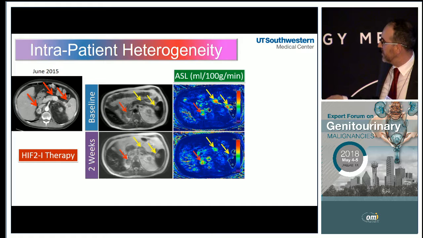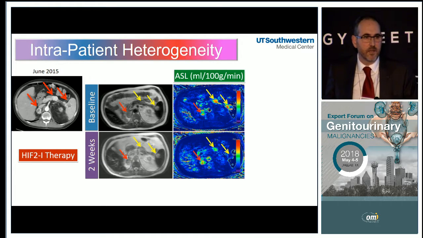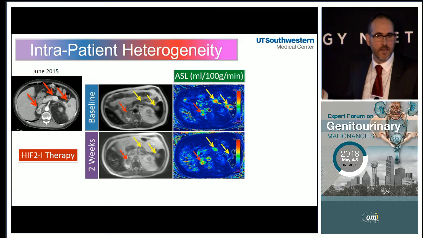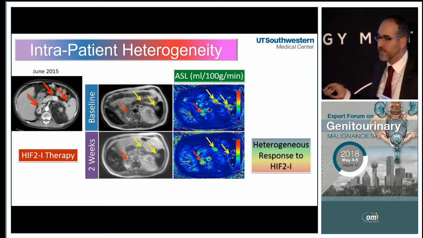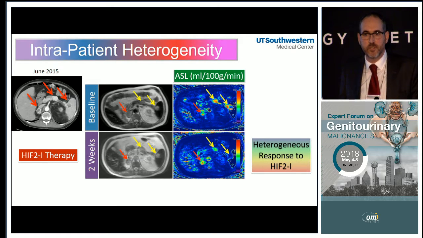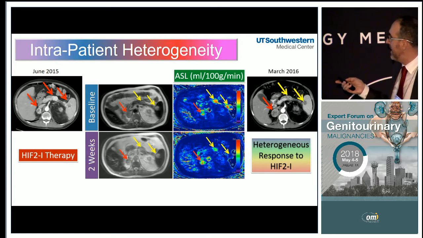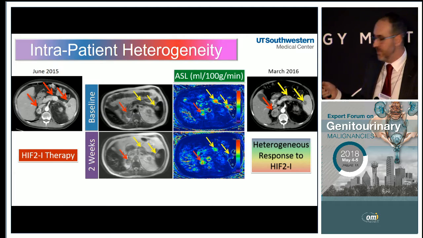A relatively good response in the pancreas with decrease in perfusion as well. But the right adrenal gland is not only not decreasing in perfusion, it may be even a higher perfusion than at baseline. Now, this is a heterogeneous response to HIF2 inhibition in this patient. But what is interesting about this is that it predicted what happened almost a year later.